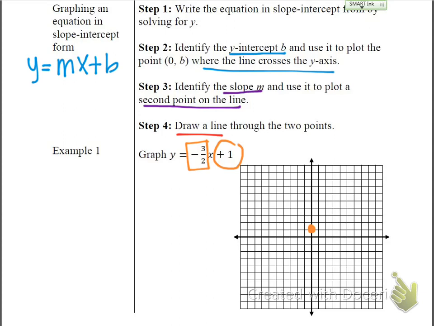So what I want you all to do is please put your pencil on the point that we just made, that y-intercept. And our rise is negative 3, so I want you to count 3 spaces down. Do not put a point there yet, because we still have to count the run, which is 2 spaces to the right. So to the right now, count 2 spaces. And you should put a second point right there.